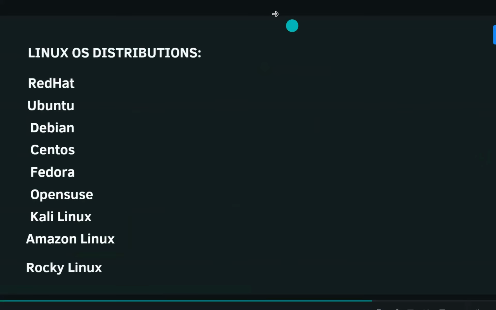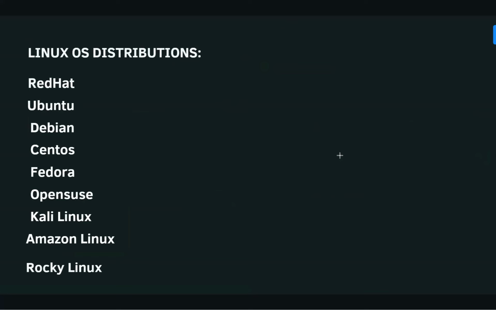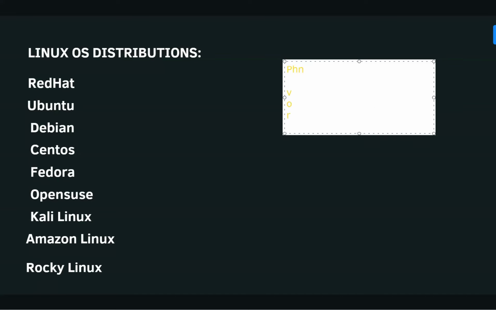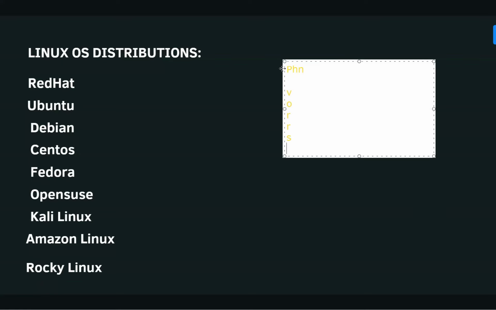Next. So after this, what we are having? We are having the Linux OS distributions. So what exactly is the meaning of Linux OS distributions? See here, let's say daily we are using phones, right? We have a number of phones like Vivo, Oppo, Realme, Redmi, Samsung, Poco, and also the iPhone.